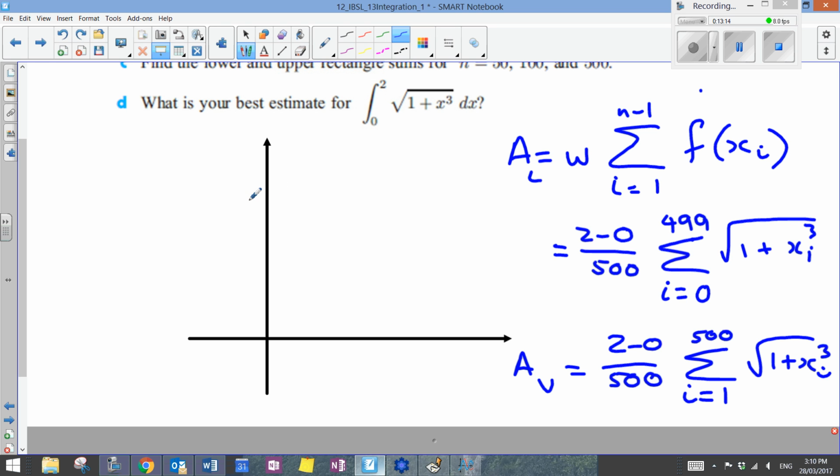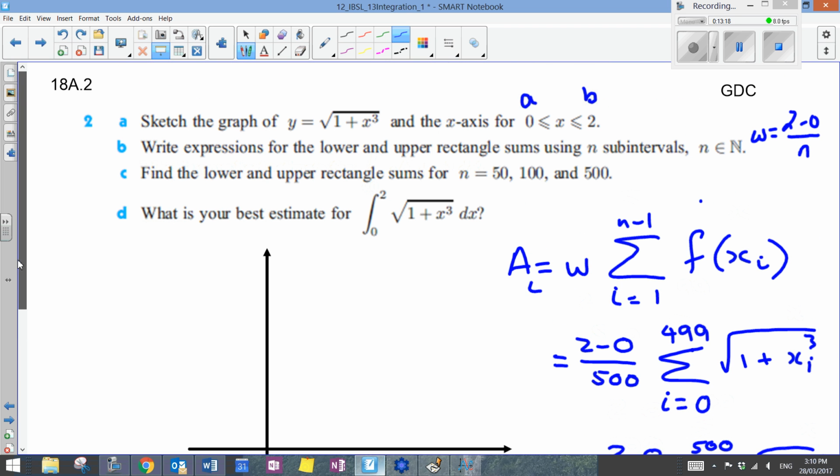Okay. Now, the way that we are going to do this, I have my graph on the calculator, but you guys, of course, will not be doing 50, 100, and 500 subdivisions by hand. So this is how well can you use your technology. And you guys actually were introduced to a couple things the other day.